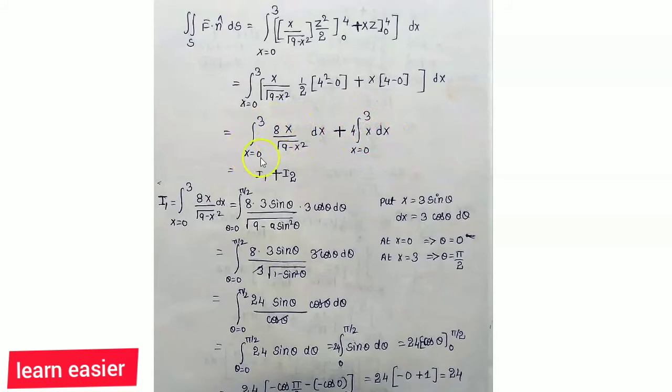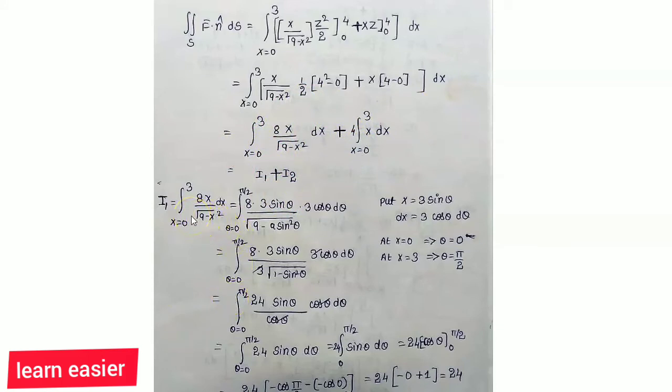Now let's take this integral as I1 and this integral as I2, because it can be easier if you take the integrals separately. So that's why we have taken this integral as I1 and this integral as I2. Now let's find I1 first.